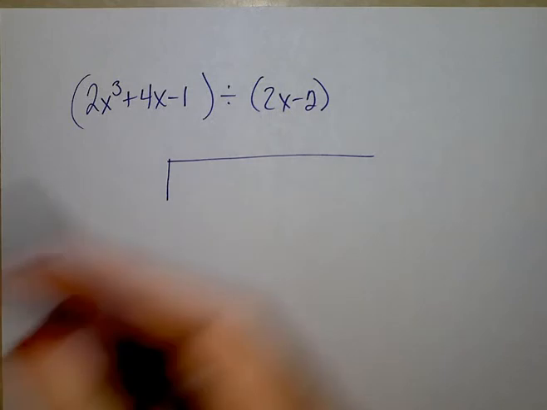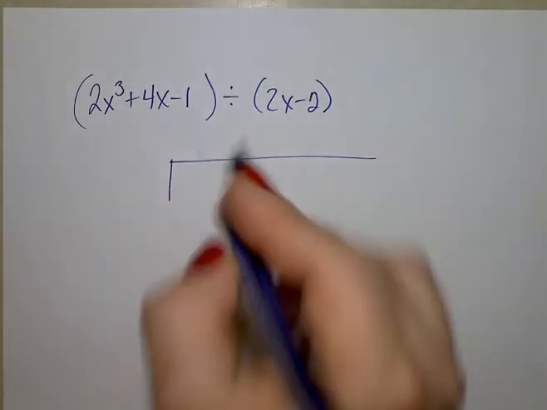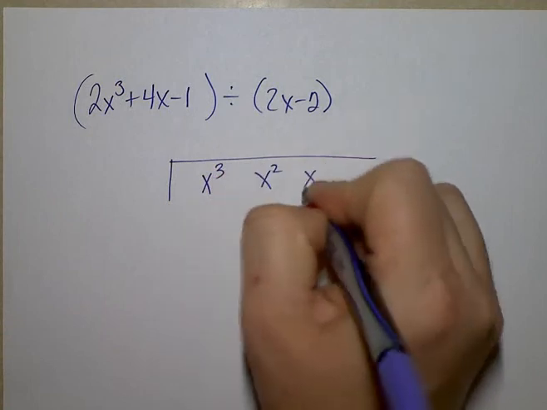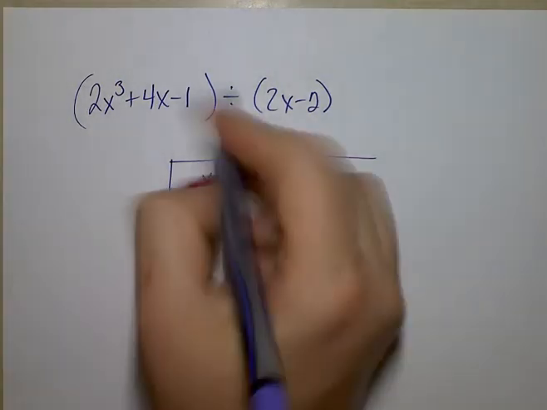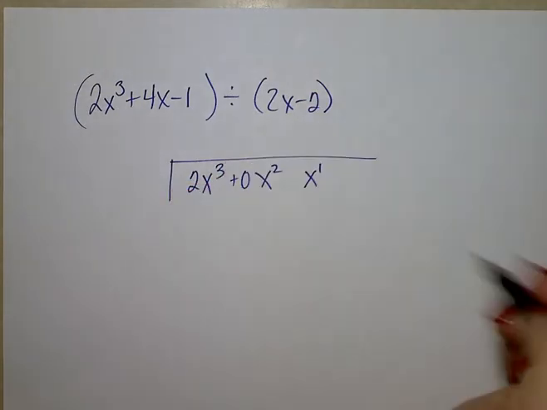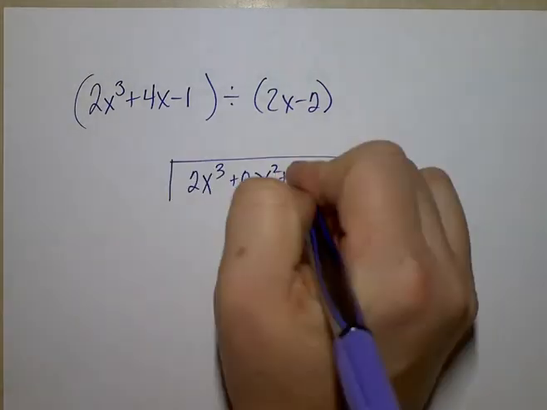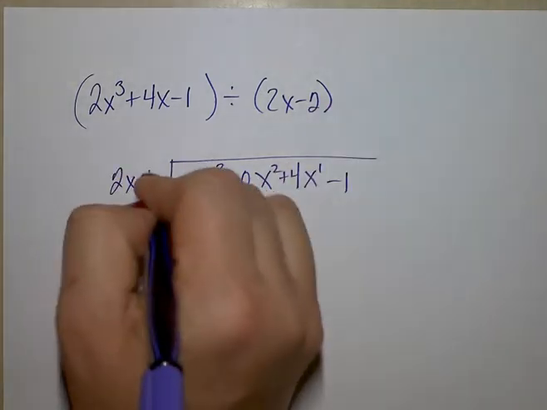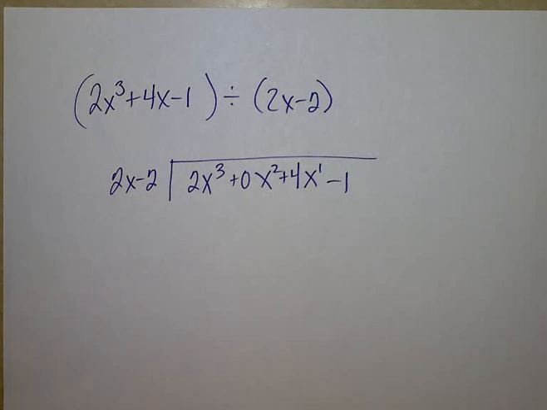Okay, so the highest exponent is a cube, so leave space for cube, square, the first power, and constants. Now I put the numbers in. A 2 is associated with x cubed. There is no x squared, so plus 0x squared. Positive 4 is with the x, and negative 1. In front is 2x minus 2. Hands raised if you have this, just so I know where we are.